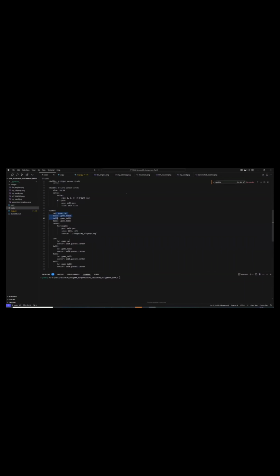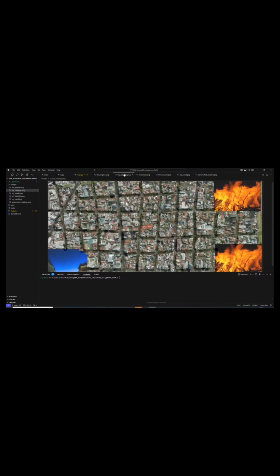This is where the car will be driving. So for example, if you can see, this is the map that I'm using. So this is my driving area for the car.